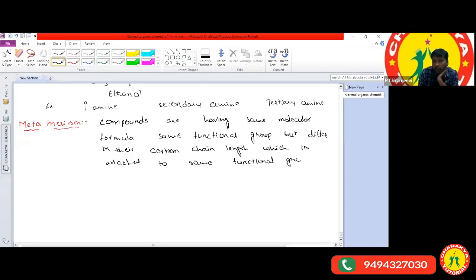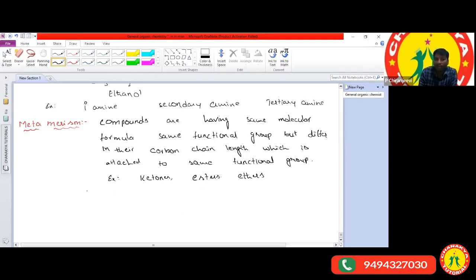So we can show here which compounds exhibit metamerism. Ketones exhibit metamerism, esters also exhibit metamerism, and ethers also exhibit metamerism.